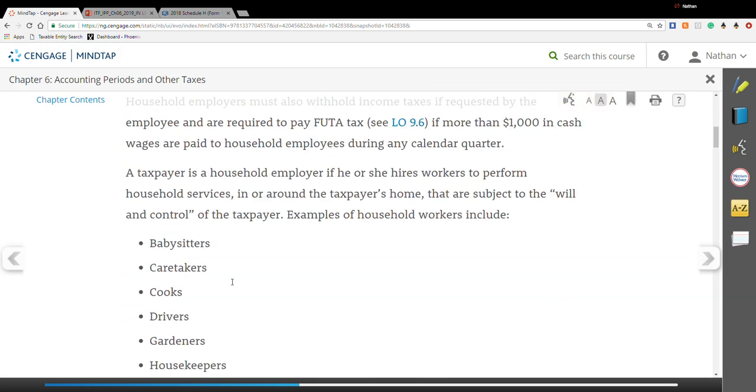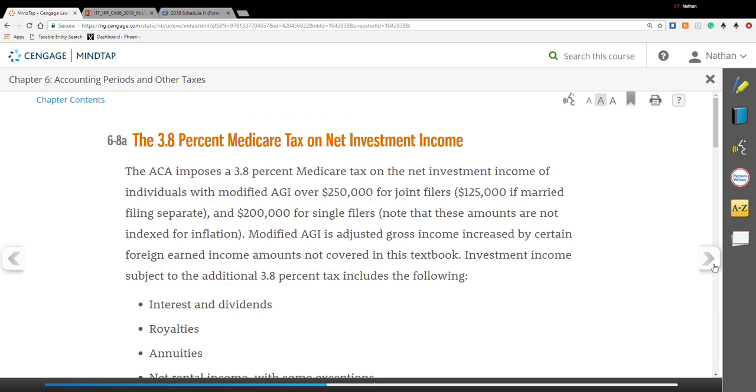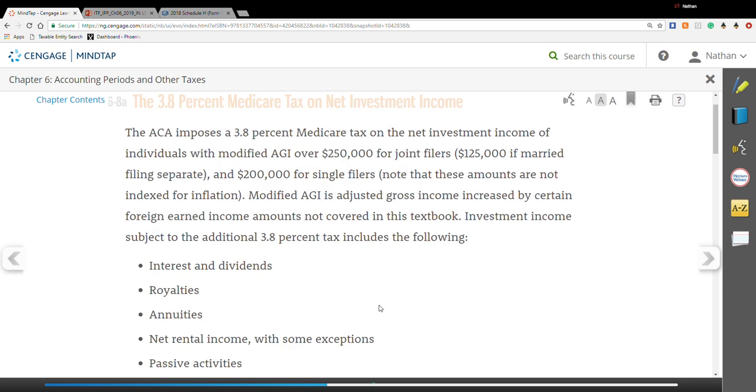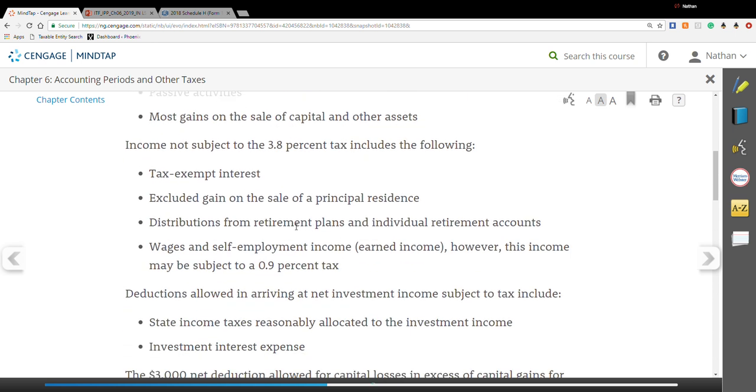But again, a lot of that taxes is going away, because again, that's on the Affordable Care Act. As you can see, they do bring in a little bit more stuff. Again, this is all the investment, passive, and items not subjected: tax exempt interest, excluded gains on sale of principal residence, distributions from retirement plans, IRAs, wages and self-employment income.